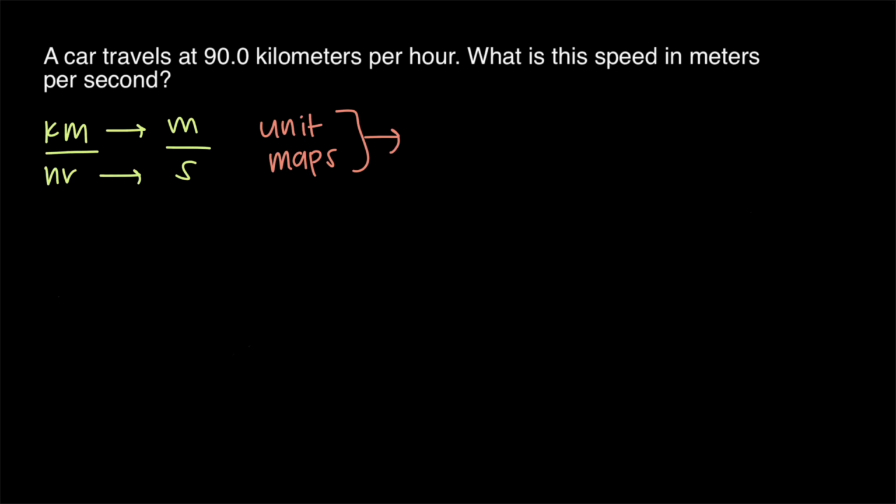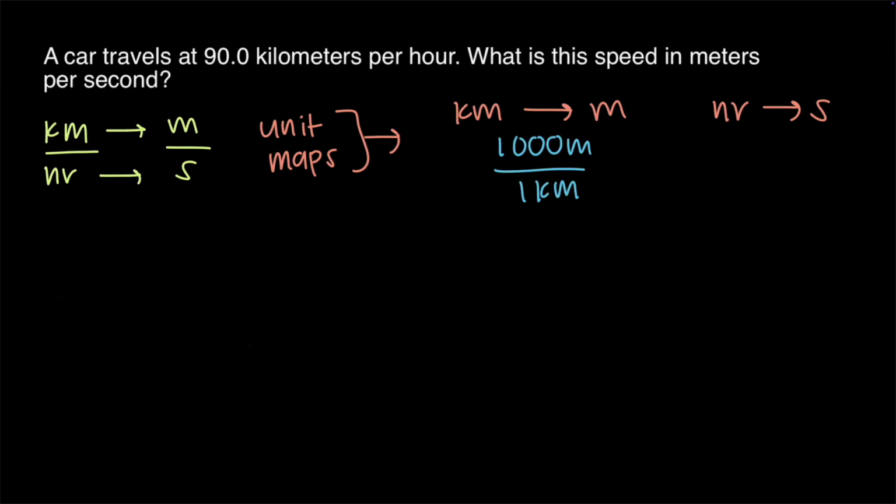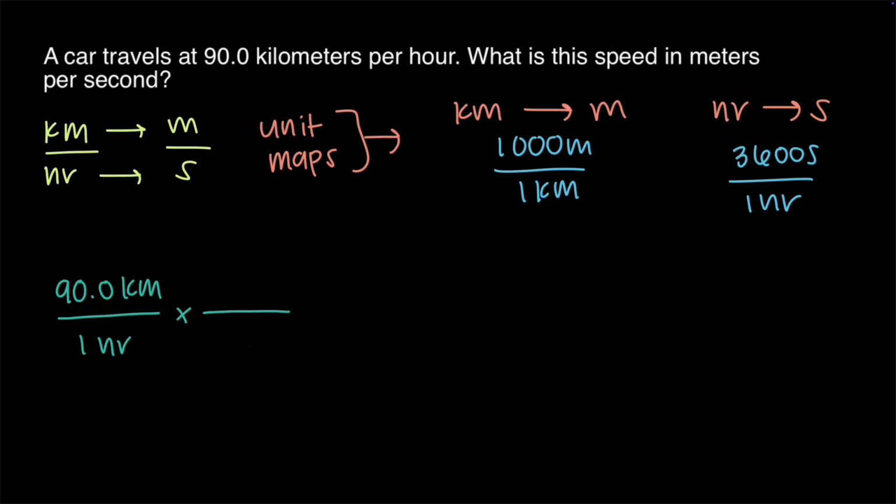Canceling out the bottom units will look a little different. Our unit maps will be kilometers to meters and hours to seconds. The first conversion is 1,000 meters for every 1 kilometer, and the second is 3,600 seconds for every 1 hour. We write 90 kilometers per hour as 90 kilometers over 1 hour, and we could convert to either meters or seconds first, and both would give us the same answer.